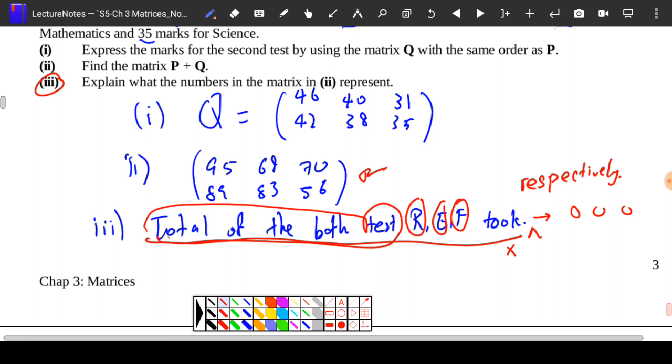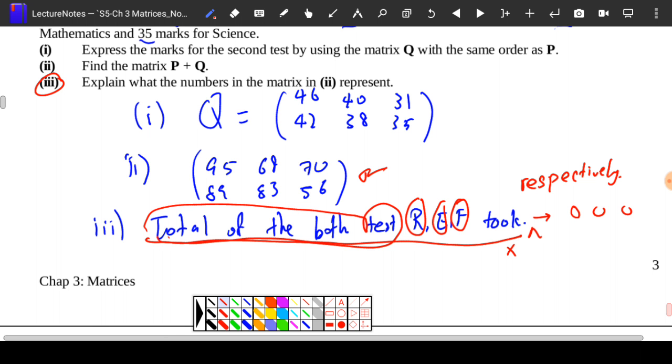But then how do I phrase it in between so that I can get the 1 mark? Let me read. The number in the matrix represents the total combined of together respectively. Total combined. Again, total combined means 1 mark. Understand? So there's only 1 mark. So how else should you want to try?